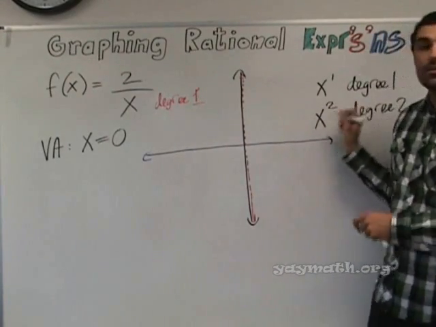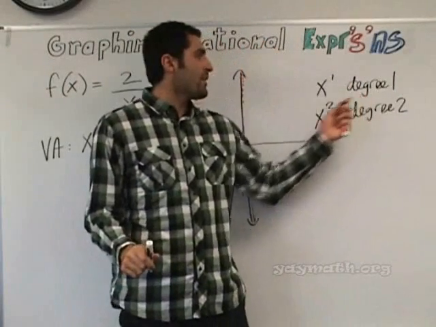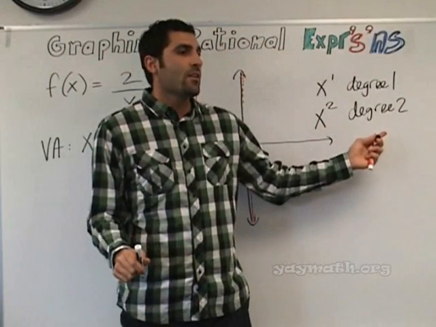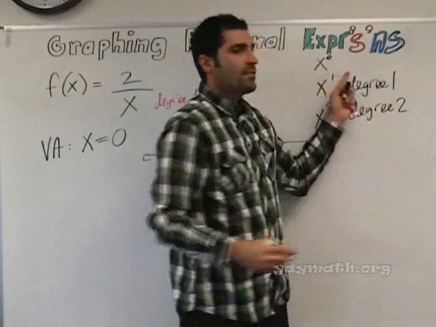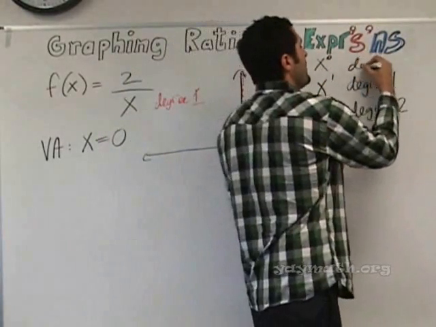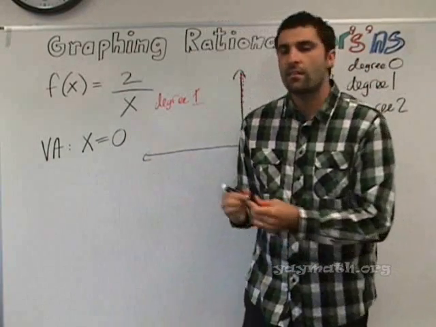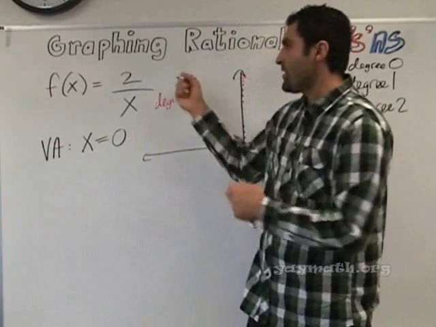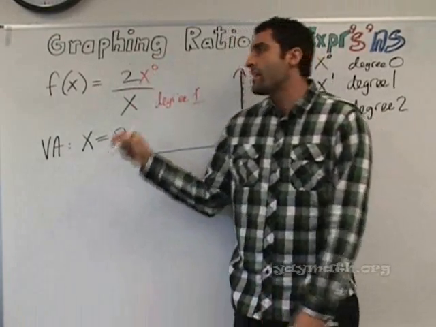So remember, if x to the 1 is degree 1 and x to the 2 is degree 2, what would x to the 0 be? Degree 0, right? We can say degree 0. And what is x to the 0 really? 1. The number 1. So I'm going to put this here for just about a couple seconds and then I'm going to erase it.